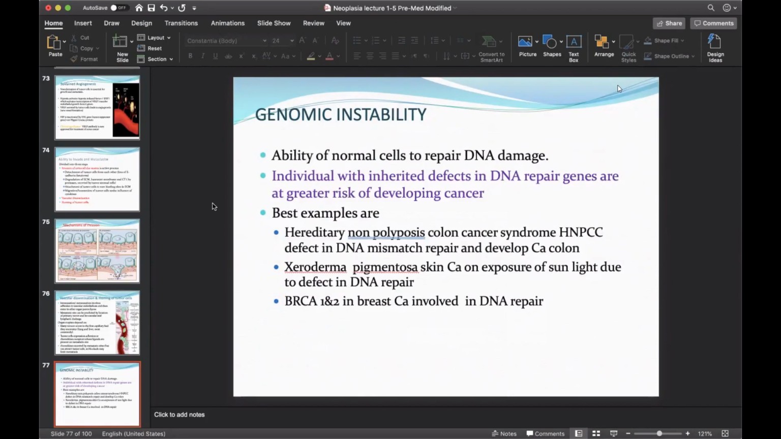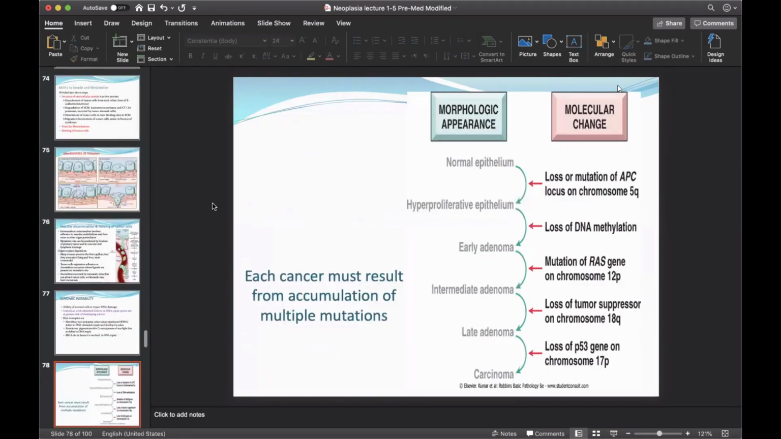Individuals with inherited defects in DNA repair genes, such as BRCA1, BRCA2, hereditary non-polyposis colorectal cancer, and xeroderma pigmentosum, have an inability to repair DNA damage, and over time their genome becomes unstable. Okay. Each cancer must result from accumulation of multiple mutations. So cancer is a process that does not occur overnight, but is cumulative and progressive over time, requiring multiple steps to reach the end, which is formation of a tumor.